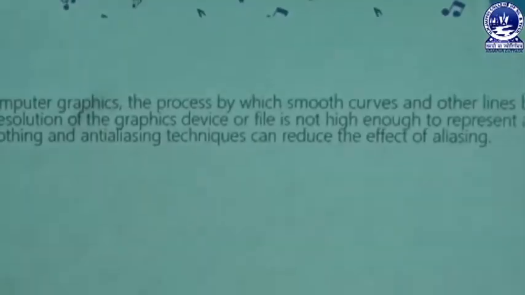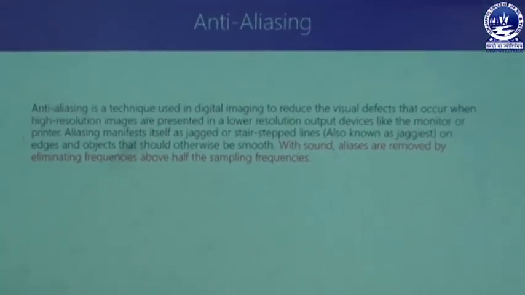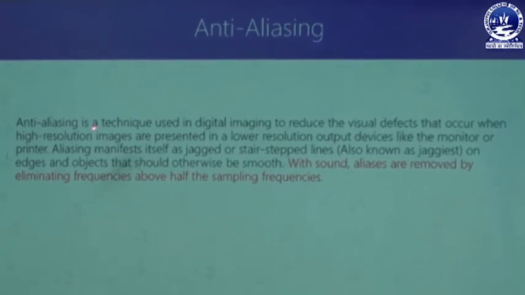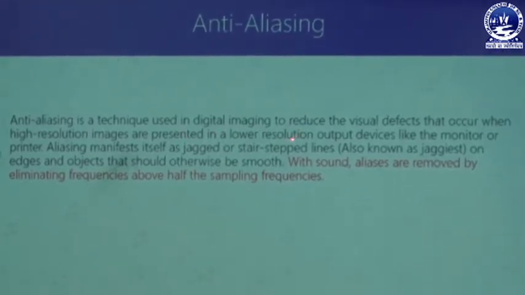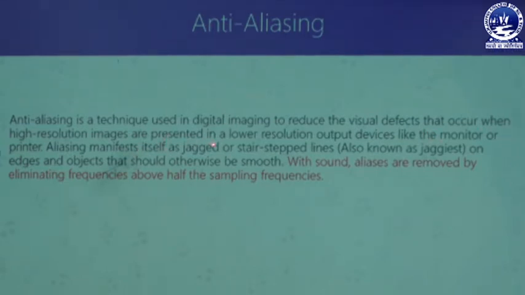Now let's go to the next concept, anti-aliasing. So what is anti-aliasing? Anti-aliasing is a technique used in digital imaging to reduce the visual defects that occur when high-resolution images are presented on a lower-resolution output device like a monitor or printer. That means if the user needs to view realistic images on low resolution with higher accuracy on monitor screens, that is possible by using anti-aliasing.